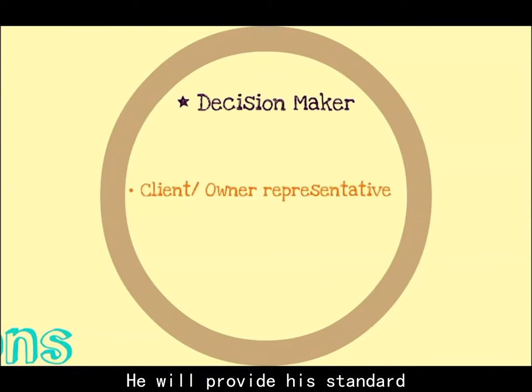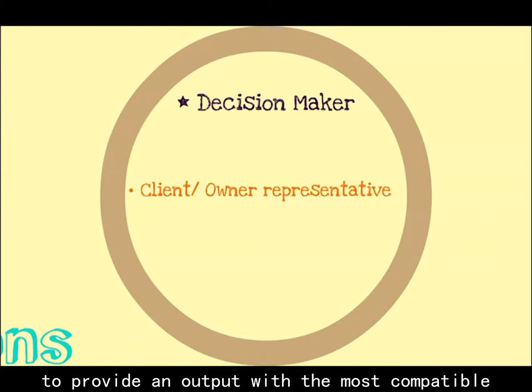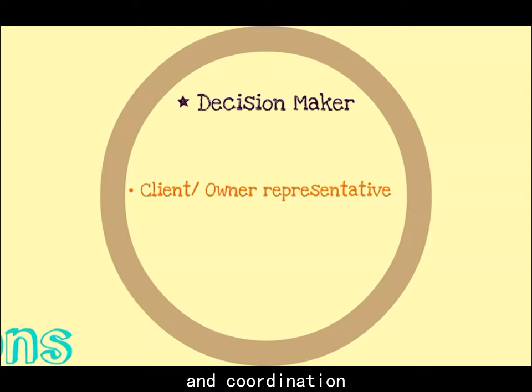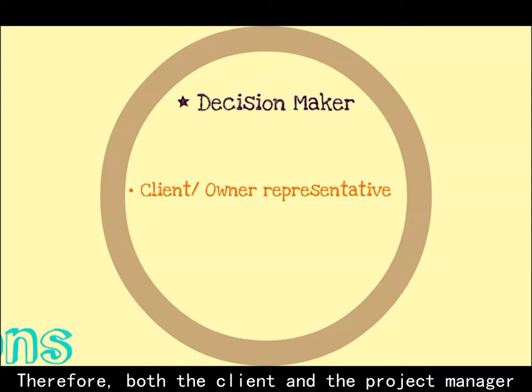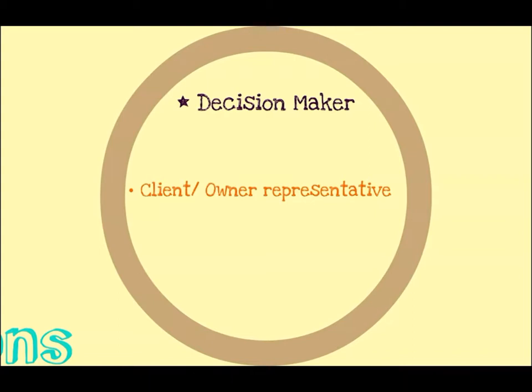He will provide his standard and requirement of the output, either in brief or in detail. The project manager should try his best to provide an output most compatible with the client's requirements and will. This can be done by communication and coordination. Therefore, both the client and project manager play an important role in decision making.